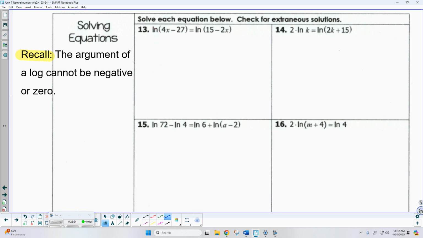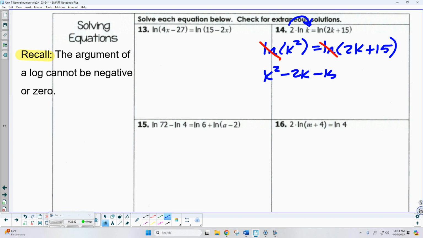Okay. Well, this is easy. So I guess right here I can just go ahead and say that k equals 2k plus 15. Before I can do that, we have to apply that 2 as a power. So the natural log of k squared equals the natural log of 2k plus 15. Now that it's a log equals log, cut them loose. And I like to keep the squared term where it is. So if k squared equals 2k plus 15, why don't we go ahead and subtract those other two terms over? So k squared minus 2k minus 15 is equal to 0.